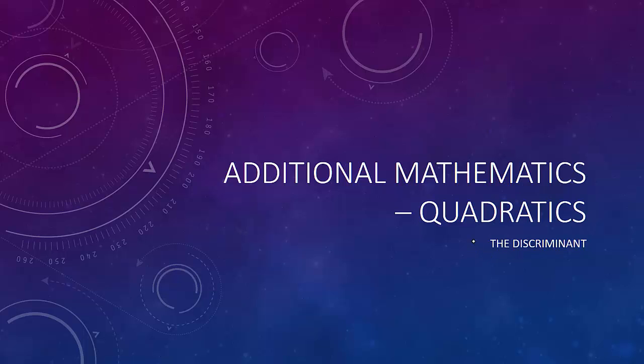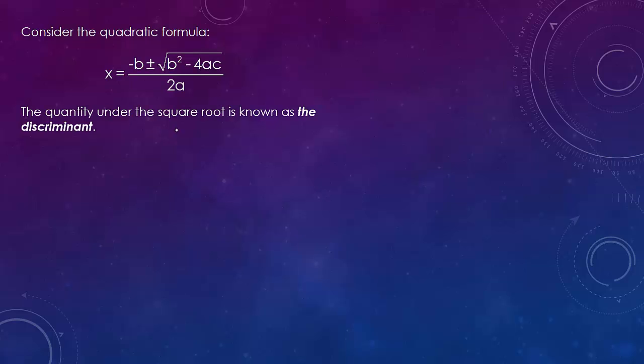The discriminant. Consider the quadratic formula, which we know is x is equal to minus b plus or minus the square root of b squared minus 4ac all over 2a. The quantity under the square root is known as the discriminant, b squared minus 4ac. We give it the symbol with a triangle like this, delta. So delta is equal to b squared minus 4ac.